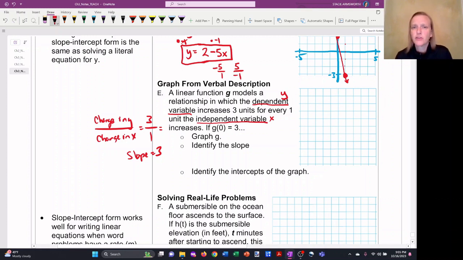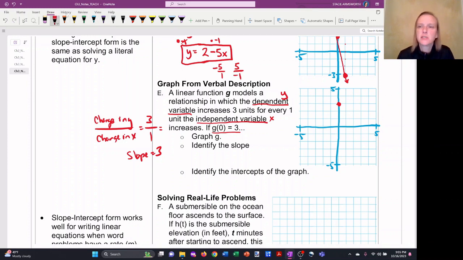So let's put this on the graph, because I also give you a starting point. I tell you that if x is 0, if I plug 0 in for the value of x into this function g, we have a value of 3. So I also know my y-intercept. So if I put a dot here at 3, I guess I should label my numbers. This will be -5, +5, -5, +5.